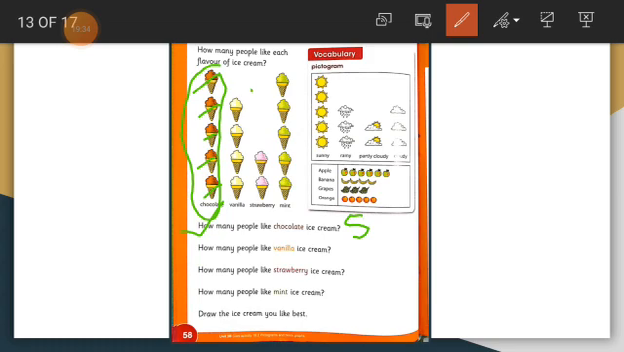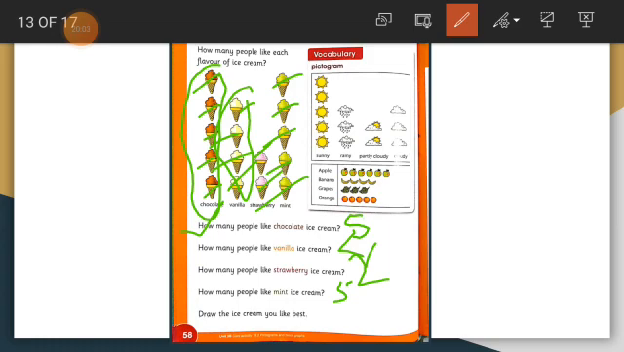Now, how many people like the vanilla flavor? 1, 2, 3, 4. 4 people like the vanilla ice cream. Very good. Now let's see how many people like strawberry flavor. 1 and 2. Only 2 people like the strawberry flavor. Now, how many people like the mint flavor? 1, 2, 3, 4, 5. 5 people like the mint.